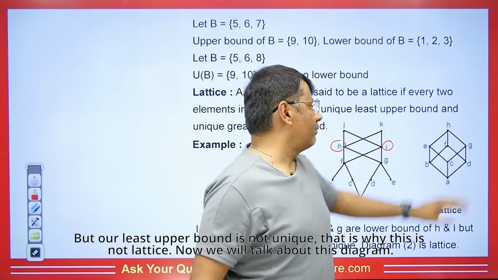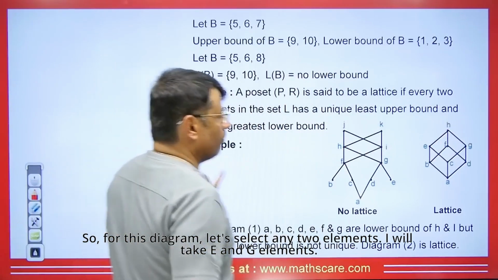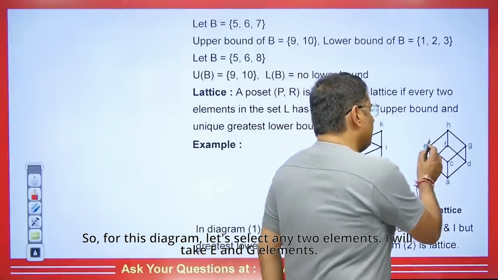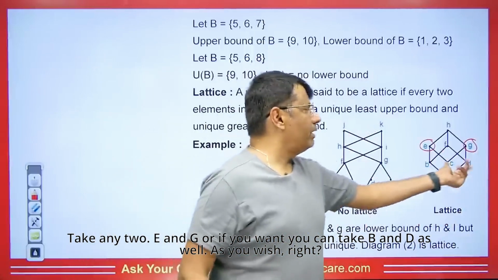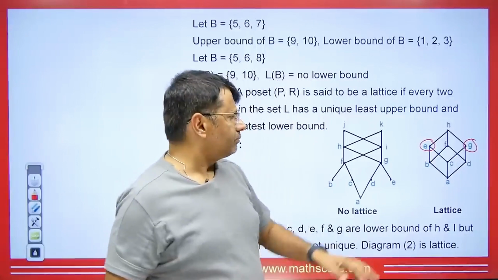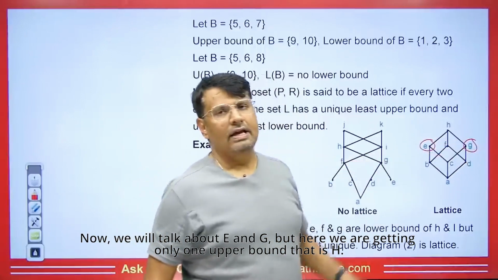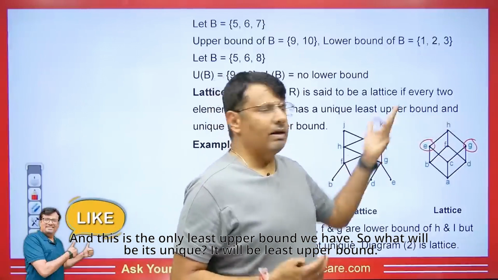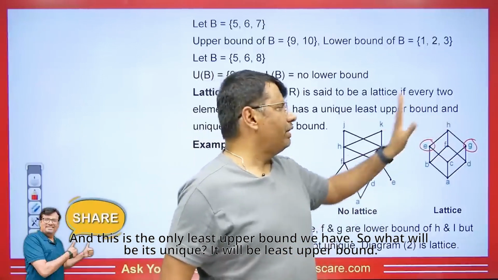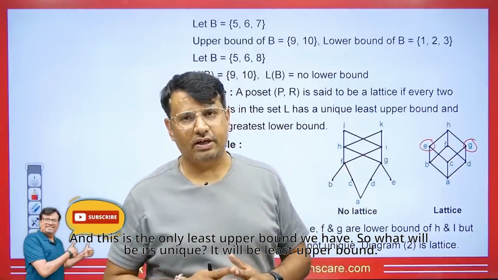Now we will talk about this diagram. For this diagram, let's select any two elements. I will take E and G. Take any two, E and G, or if you want, you can take B and D as well, as you wish. Now, for E and G, we are getting only one upper bound, that is H, and this is the only least upper bound we have. So it will be the unique least upper bound.